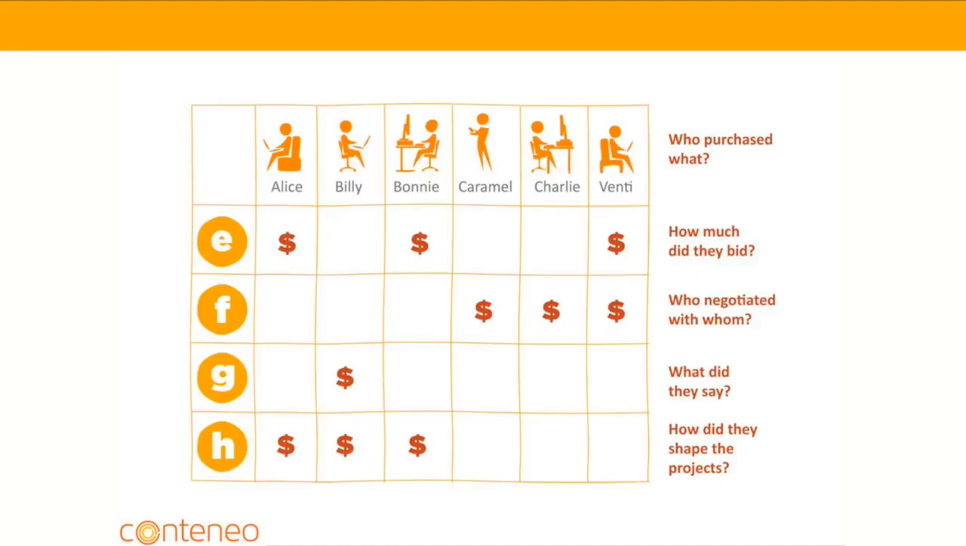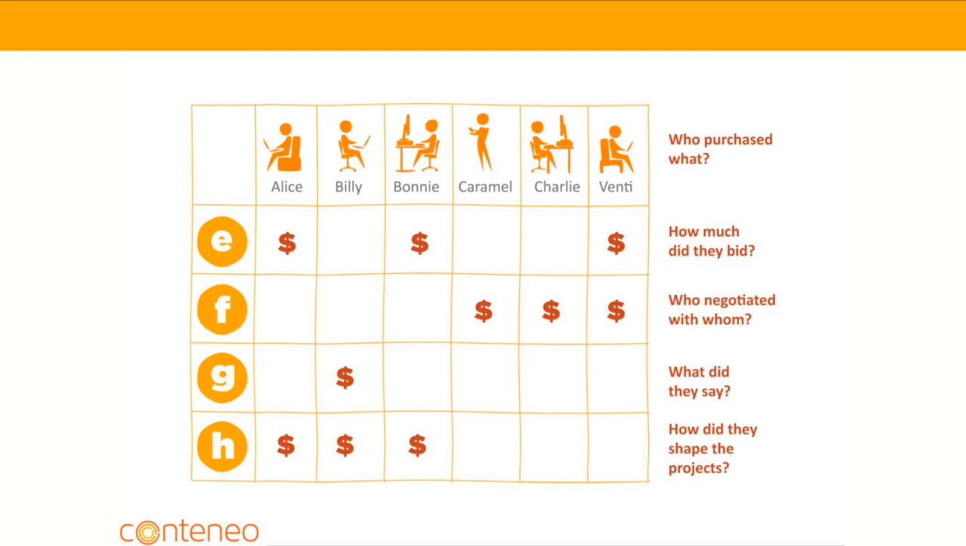Specifically, if you look at the data that you obtain when you're running a decision engine forum, you're going to know who purchased or who funded what. You're going to know how much they bid or their bid intensity. You're going to have the chat log to understand who negotiated with whom. What did they say? How did they say it? What was important about what they said, and how did that change the outcome?